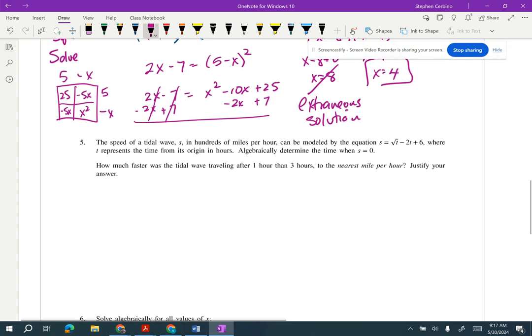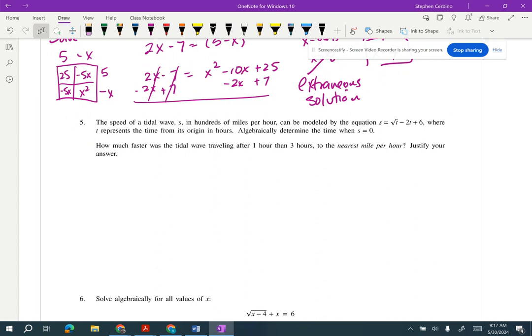Number 5 is also a radical equation, but it's mixed into a word problem, right? So it says the speed of a tidal wave s in hundreds of miles per hour can be modeled by the equation. It gives us the equation where t represents time, and algebraically determine the time when s is 0. This is telling you to plug in 0 for s. So here's your equation you're trying to solve.